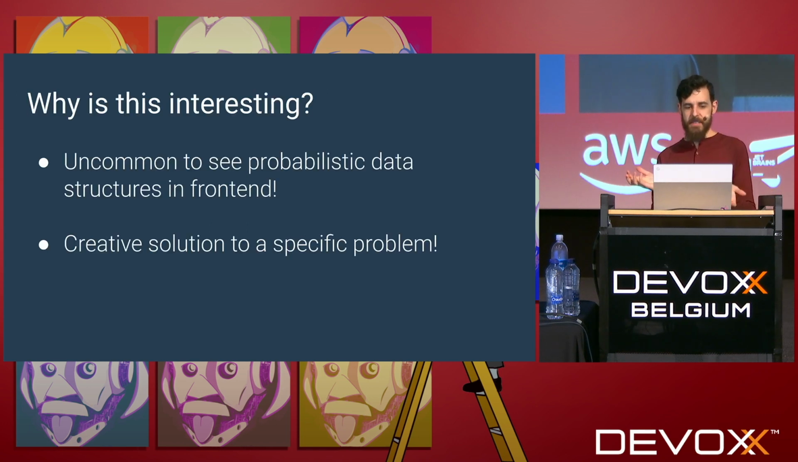And so why is this interesting? I find this really interesting because I think it's uncommon to see probabilistic data structures like this in the front-end space, and it's kind of a creative solution to a really specific problem. And I just really like seeing these things you learn in computer science class show up in real life. A lot of times you're taking traditional CS classes, you're saying, when am I ever going to use this? This is never going to come up. And here's a place where this came up.